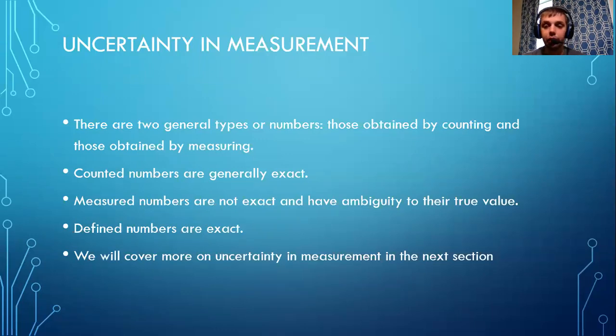So defined numbers are exact always. So what's a defined number? Well, you could say a dozen is 12, right? That's a defined number. So if you say a dozen, you know it's 12 exactly. It's not 12.01. It's not 11.5. It is 12. So a defined number is exact, and counted numbers are also exact, but any measured numbers are approximate or inexact.